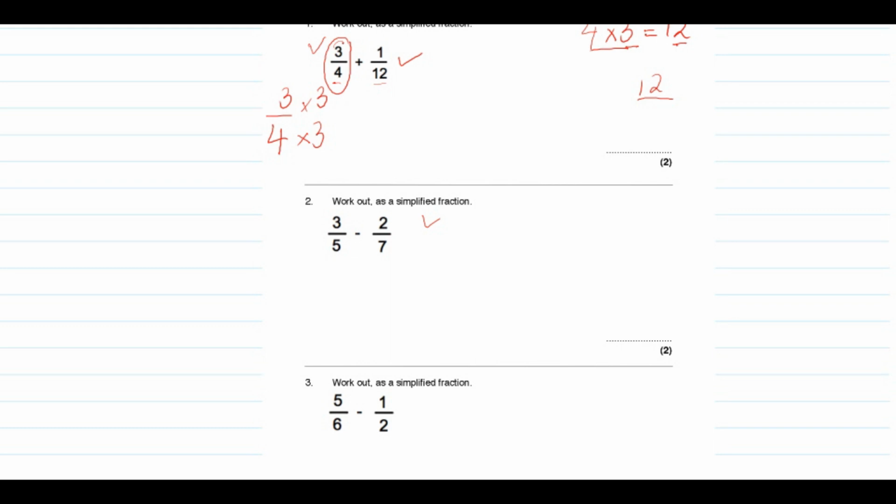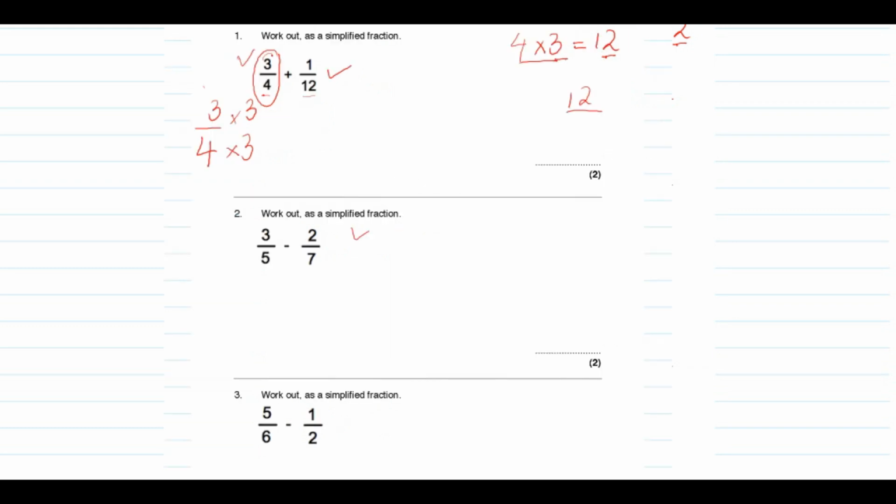We can go back to our worksheet and try to solve the first question. So I was going to make 4 equal 12. That's why I multiplied 3 by 3 and 4 by 3. The second fraction is not going to change, so I'm going to write it as it is. Now 3 times 3 is 9 and 4 times 3 is 12. And the second fraction again remains the same.